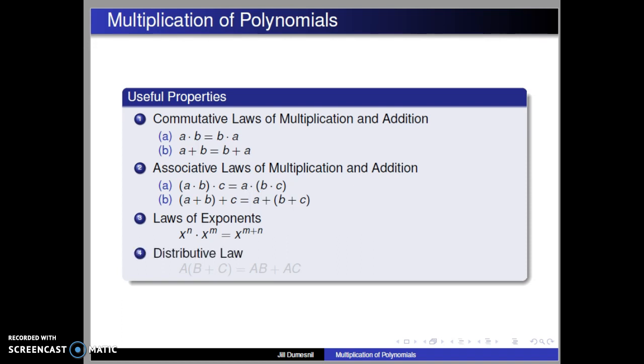Finally, we will use the distributive law. We will often use this law backwards to factor. A times B plus A times C equals A times the quantity B plus C.